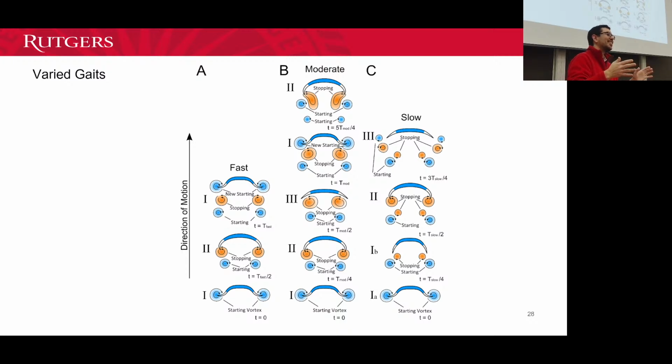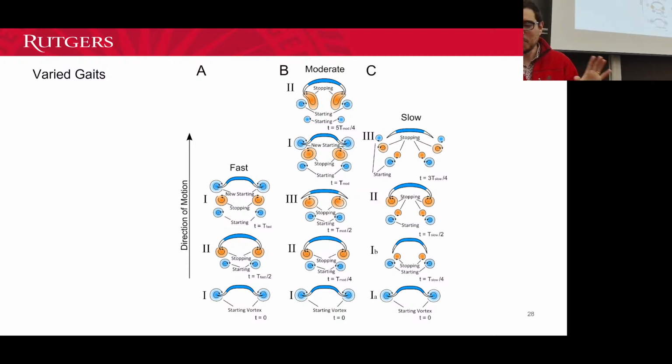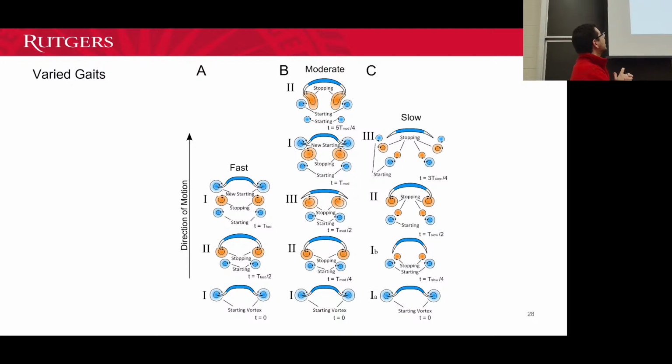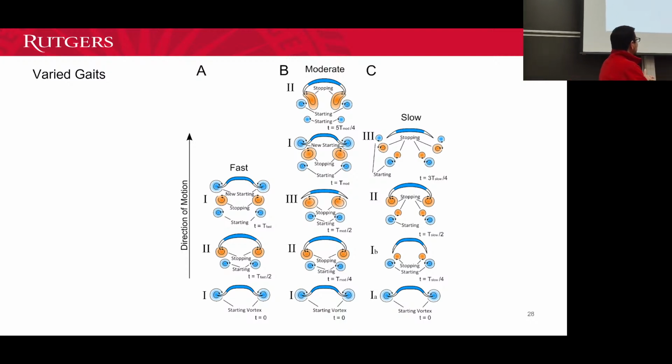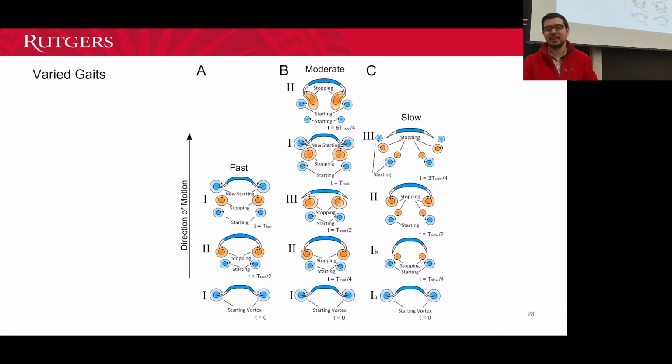We didn't win. We lost. Okay? And I'll show you how badly we lost. But what you've got here is us breaking down the problem into three speeds: fast, moderate, and slow. Okay?